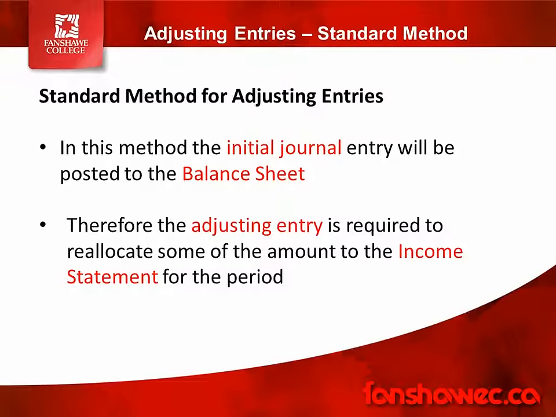For example, if we prepay for 12 months' worth of rent, when we make that initial payment, we know that we can't just debit rent expense, credit cash, right? Because we haven't used up all 12 months of the rent that we've paid. So what we do is we set it up on our balance sheet as a prepaid expense, and then our adjusting entry reallocates some of the amount to the income statement. Typically this is done on a month-by-month basis as we use up the rent that we've paid. So that's what you're used to. That initial entry goes to the balance sheet, and then the adjustment goes to the income statement.